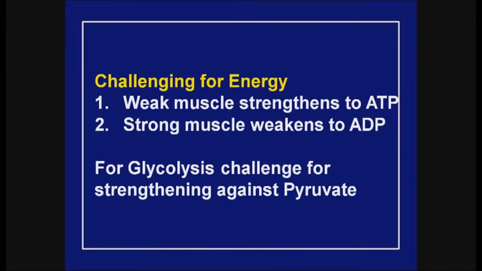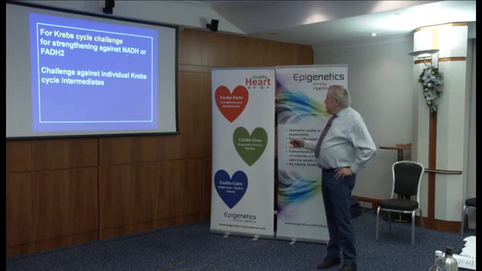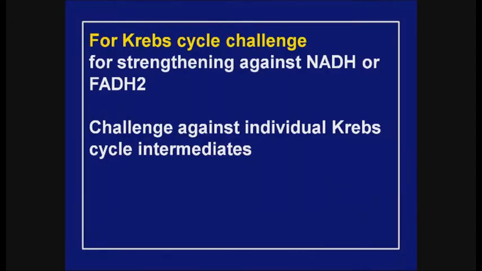So we talked about challenging for energy. A weak muscle strengthens to magnesium ATP, a strong muscle weakens to magnesium ADP. For glycolysis, challenge for strengthening against pyruvate, which we've done. For the Krebs cycle, we challenge against NADH or FADH2. So if we're going to challenge the Krebs cycle, we challenge the person with NADH and FADH2. And then you can challenge, if you're a Virgo amongst us, you want to find out exactly in the Krebs cycle all the intermediates and exactly the pathway that's involved. But the answer simply is one of the vitamin Bs, usually, if we have a look at it in detail.